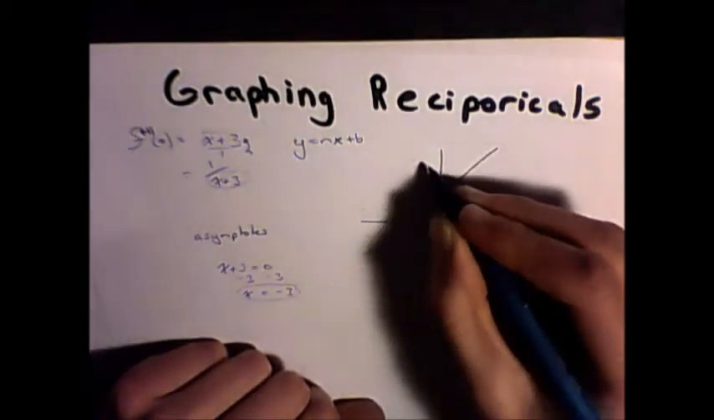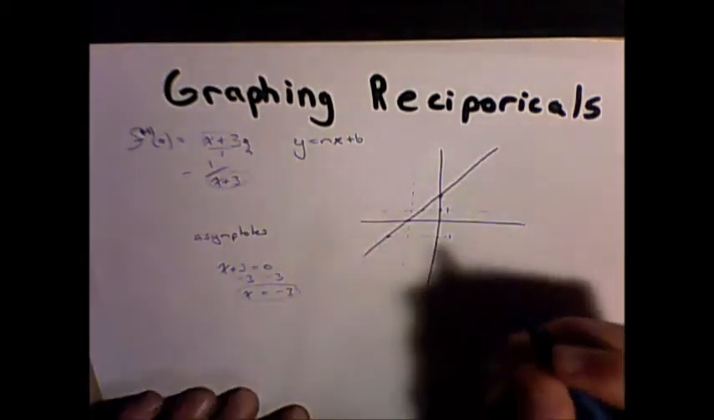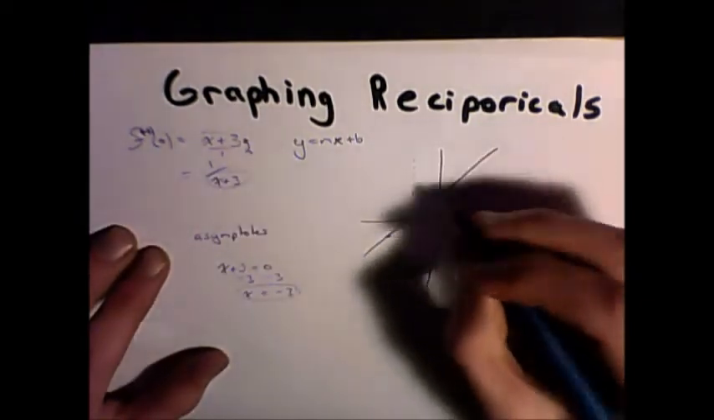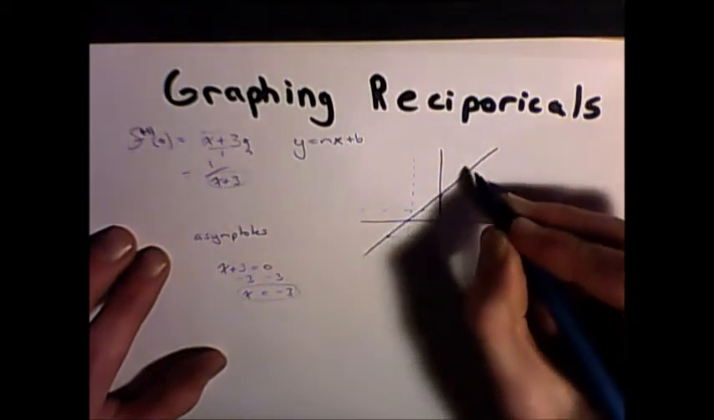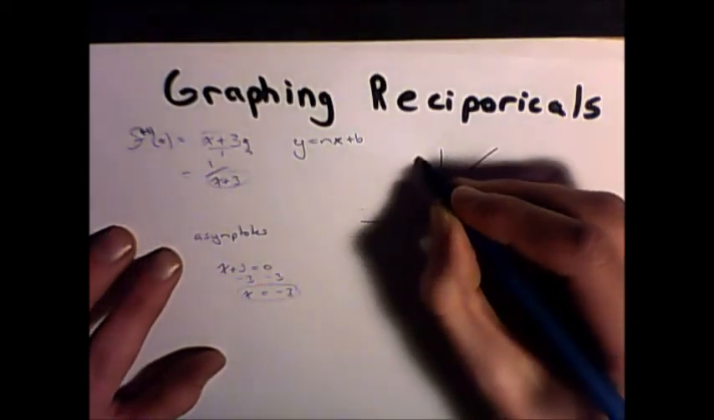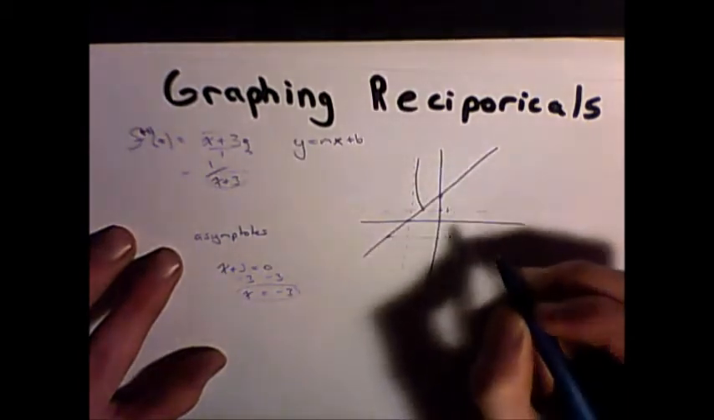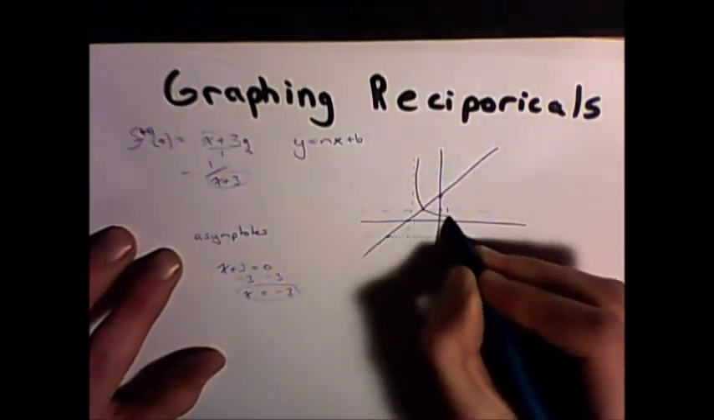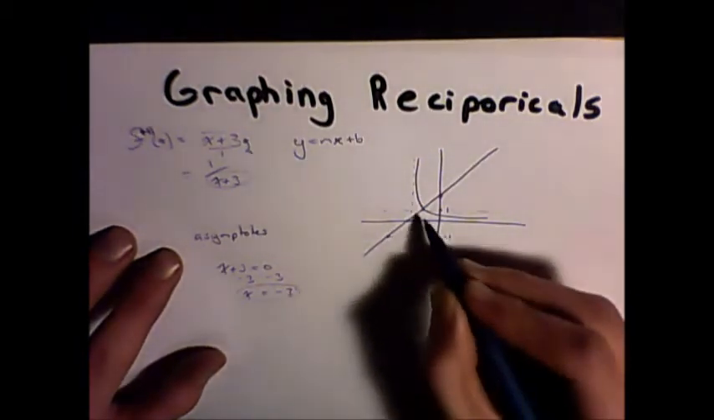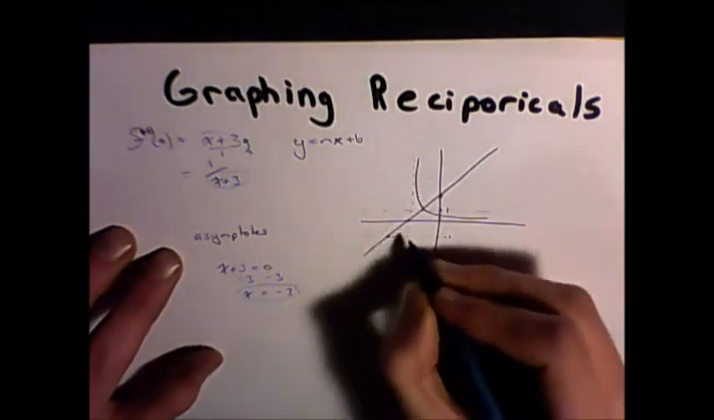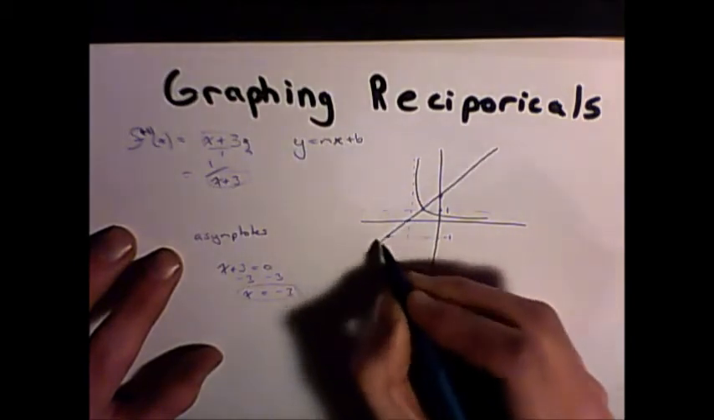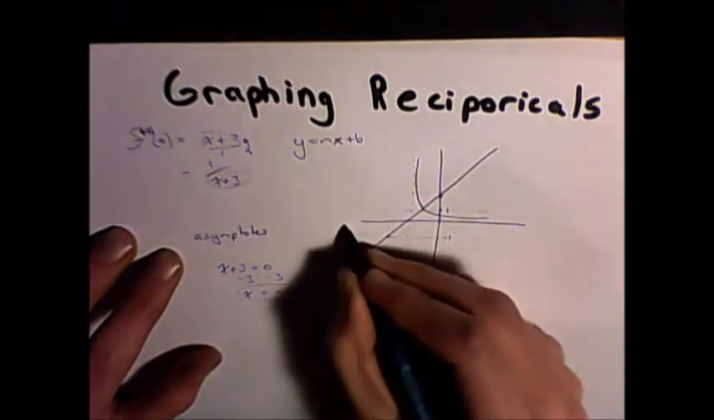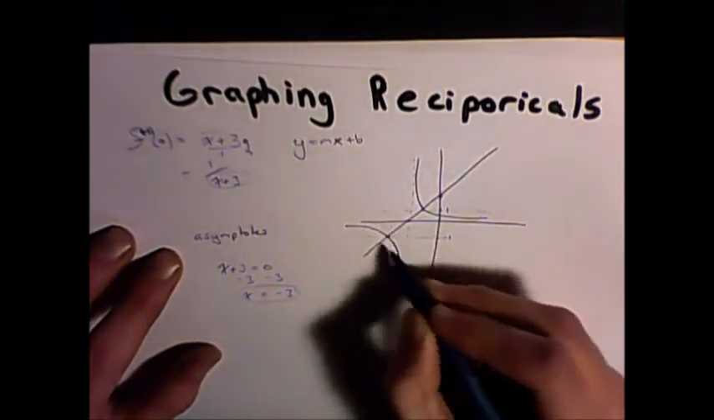Then we can just draw in our reciprocal, and we know that the reciprocal is basically the opposite of the original graph. So as this graph goes up, the reciprocal will come down. As this graph goes down, the reciprocal goes up. It's just this opposite movement. And we notice that it passes through the horizontal intersection with the standard graph. And so we're left with something that looks like this.